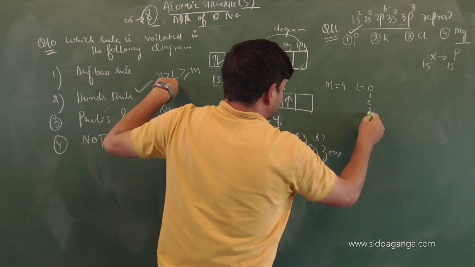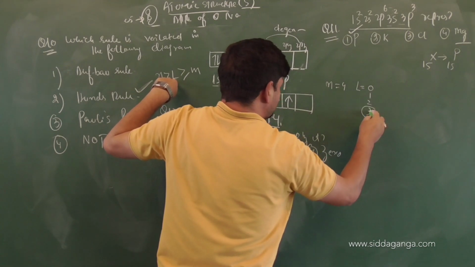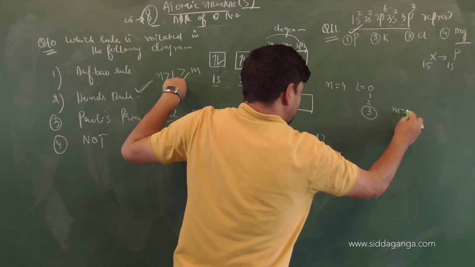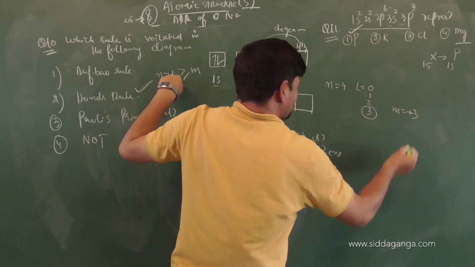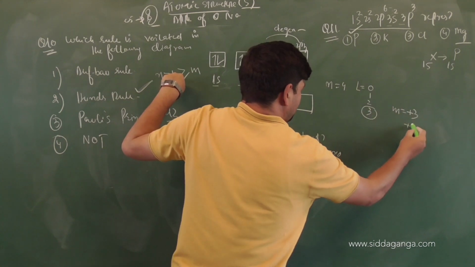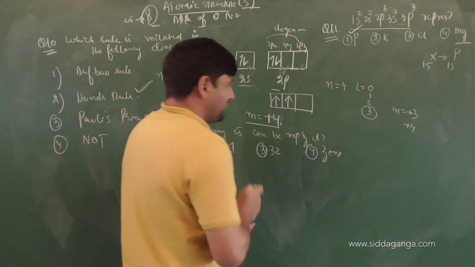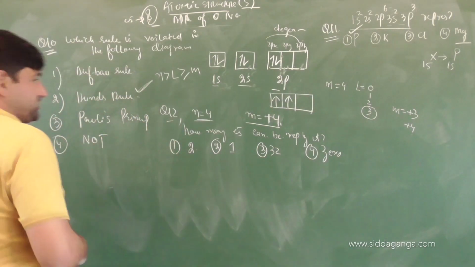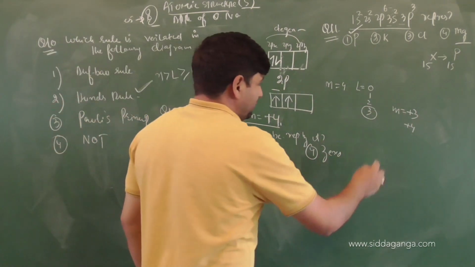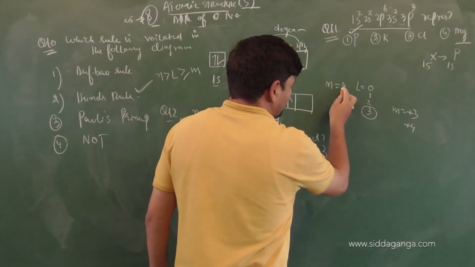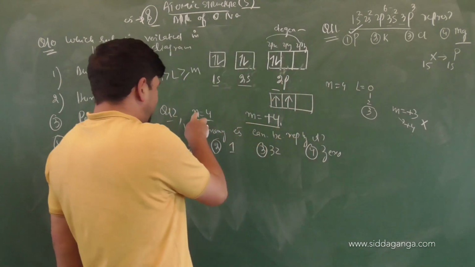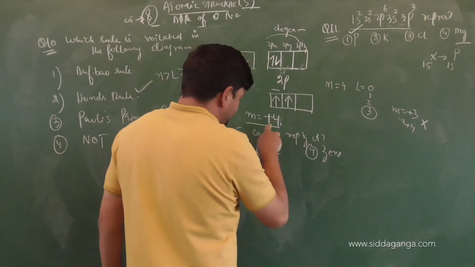So L's maximum value is 3. When L is 3, M's maximum value can be plus 3. So it is not possible for M to be plus 4. You can see that here very clearly, children. So it's not possible for the value of M to be 4. When N is 4, the possibility of M being 4 does not exist. So for N equals 4, M equals plus 4 is not possible.